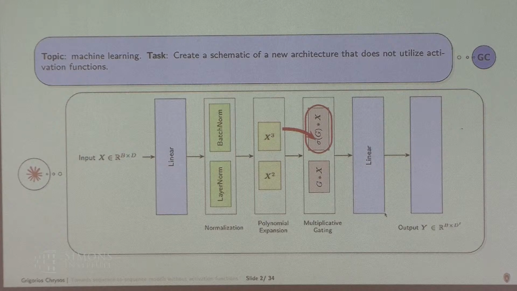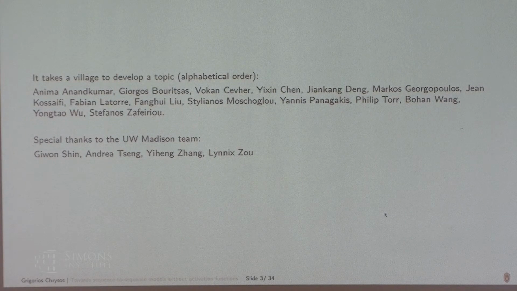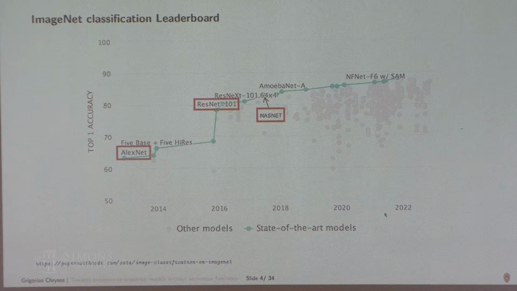So what I'm going to do in the rest of the talk is try to build networks that are expressive without using activation functions. Let me firstly thank a lot of amazing colleagues that I have had over the years and who have helped me formalize many of these concepts, especially the Madison team, where Guillaume and Linux have done amazing work on the second part of the talk. So let me start at the beginning.